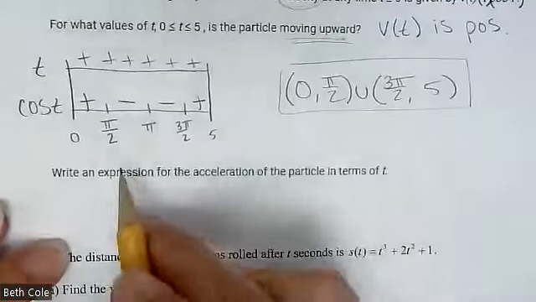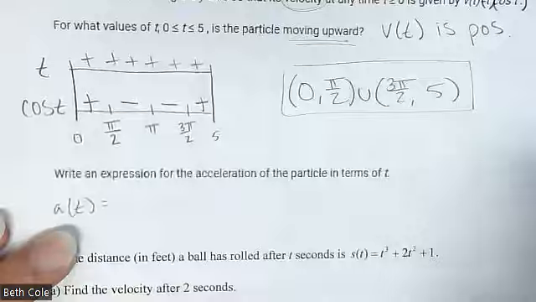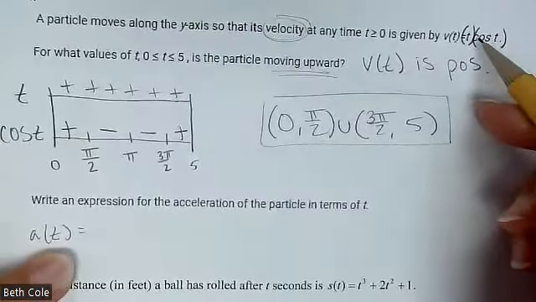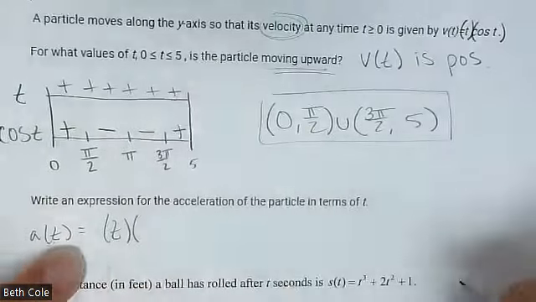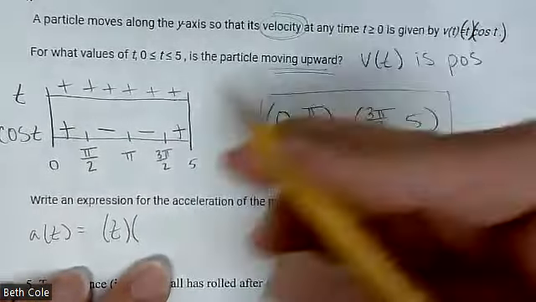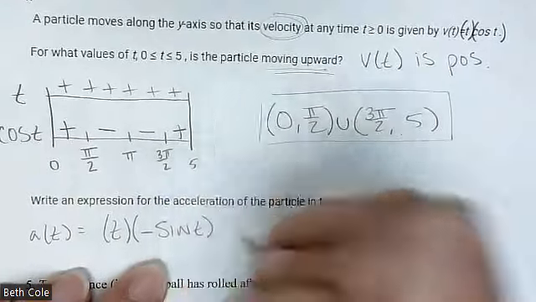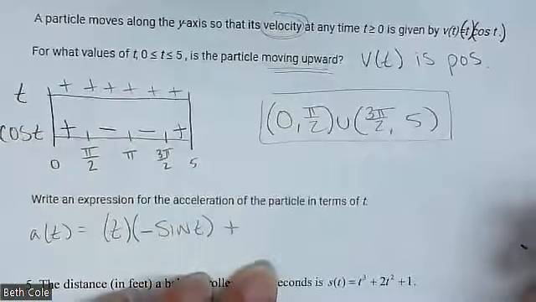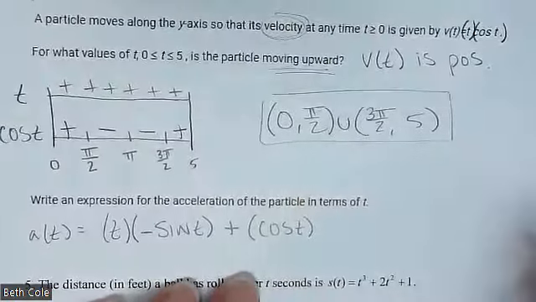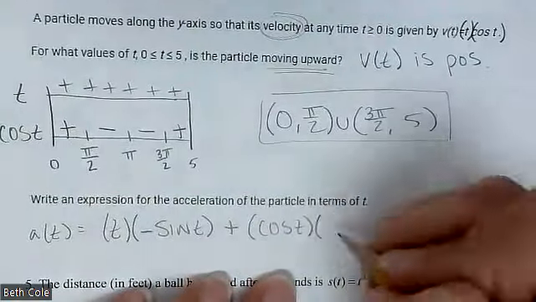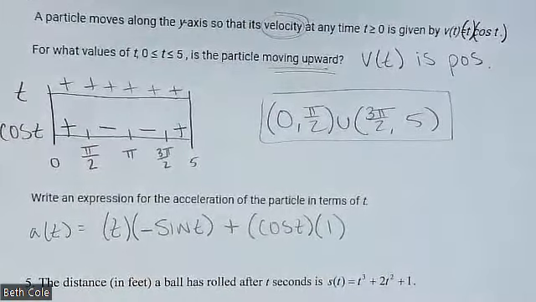All right, and then it says write an expression for acceleration. What rule do you need? Product rule. How does product rule start? All right, the first one, which is t, derivative of cosine, negative sine, plus the second one times derivative of the first, which would just be 1. And they didn't ask us to plug anything in, so that's it. It said write an expression for acceleration, that's it. It didn't say find a of 3 or anything, so we're done.